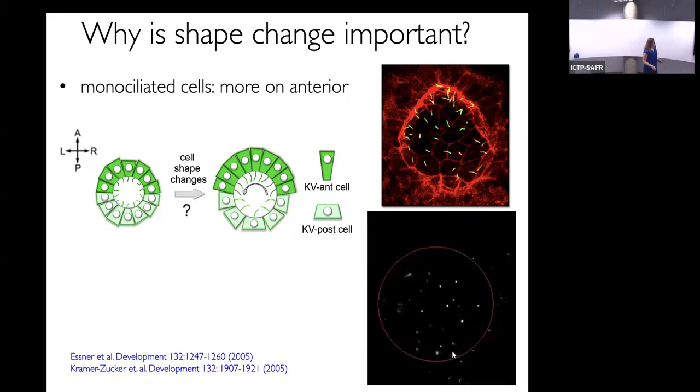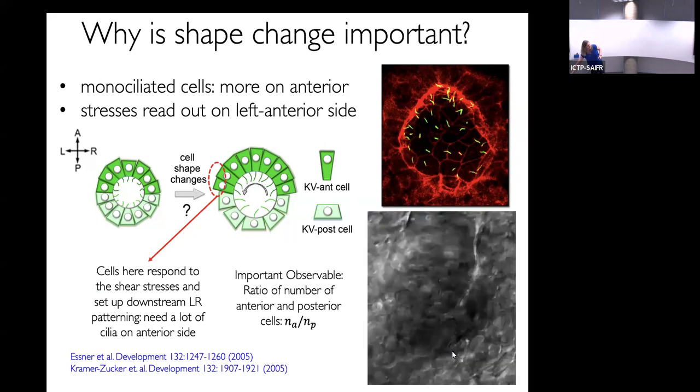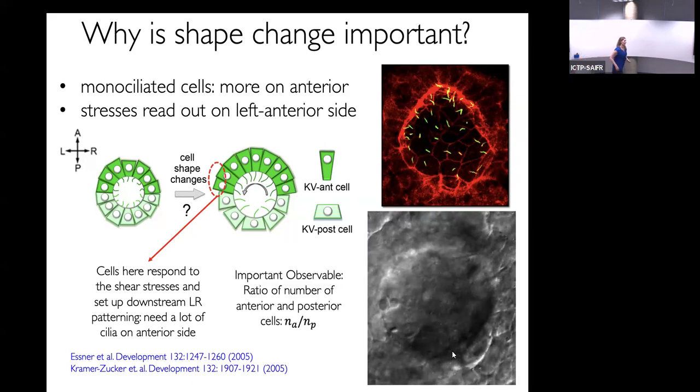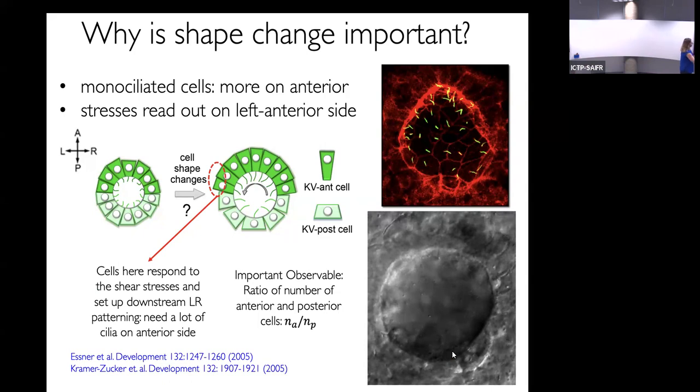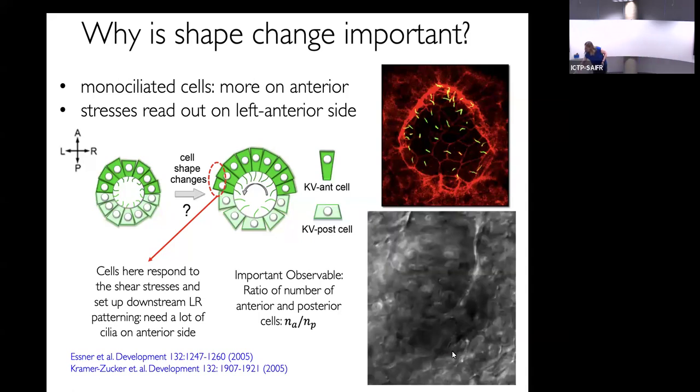Okay. So then, of course, the obvious follow-up question is... and I'm just showing you that's where the cells are that respond to shear stresses. And so for us, what is our experimental observable? The thing that we're really interested in that appears to be important is the number of cilia on the anterior side of this organ compared to the number of cilia on the bottom of this organ. So I'm going to be showing you that number quite a bit for the rest of this talk.